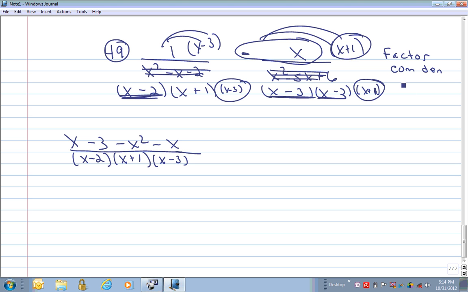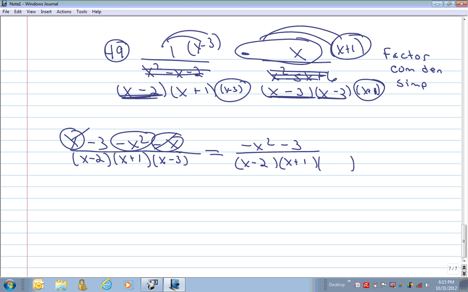We then are going to simplify our equation. So let's take a look at what we're going to do. First of all, we want to simplify the numerator. We have an x and a negative x, so those are going to cancel out. We have a negative x squared and a minus 3, all over our denominator: x minus 2, x plus 1, x minus 3.